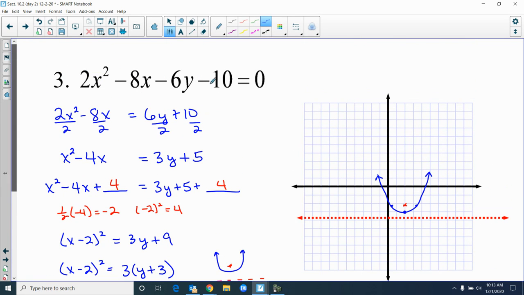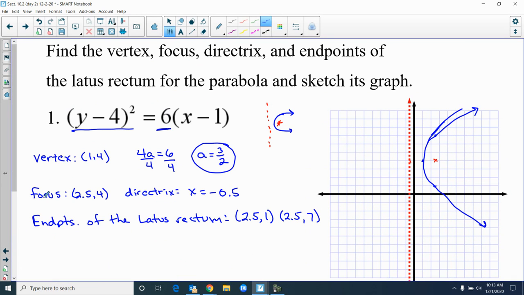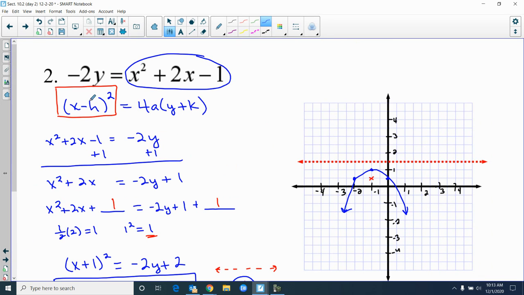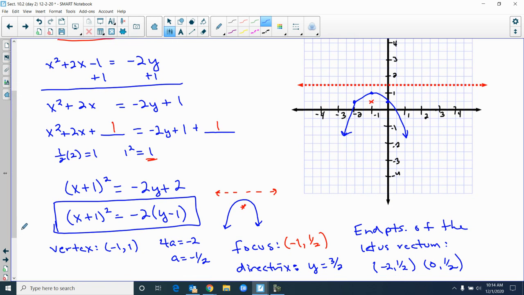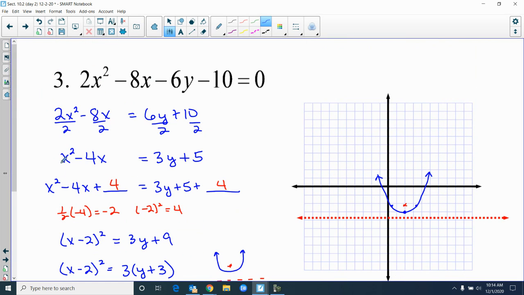So if you have something that's not in the nice form, number 1 was in the nice form. You had a quantity squared equals, you had the coefficient out in front and then your parentheses. So you could just pick off the vertex 1, 4, figure your a value out. The second and the third one, though, you got to do a little bit of work. We got to put it in that form so that we can find the a value, we can find the vertex, and from there, we can figure out the focus and the directrix. And then the third one, same idea, but you got a coefficient in front. So we ended up having to divide everything by that coefficient to make things a little bit easier.